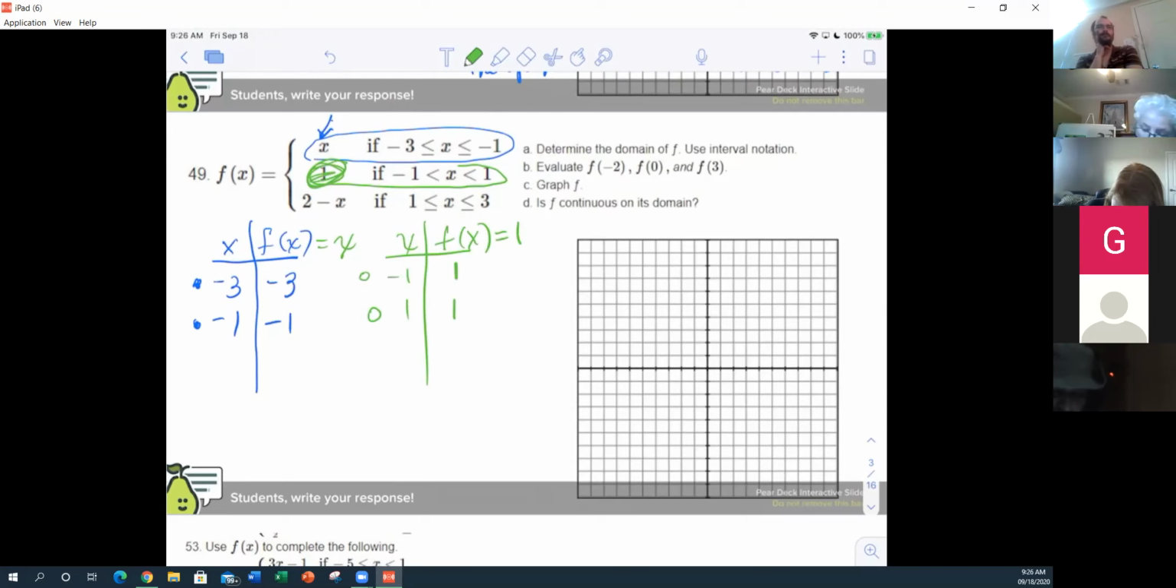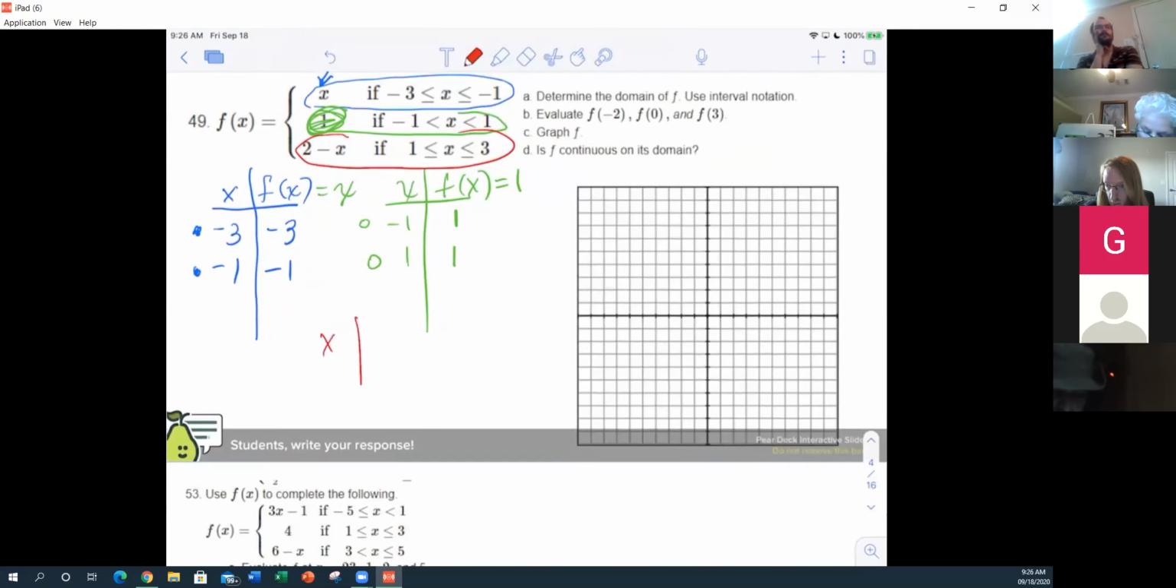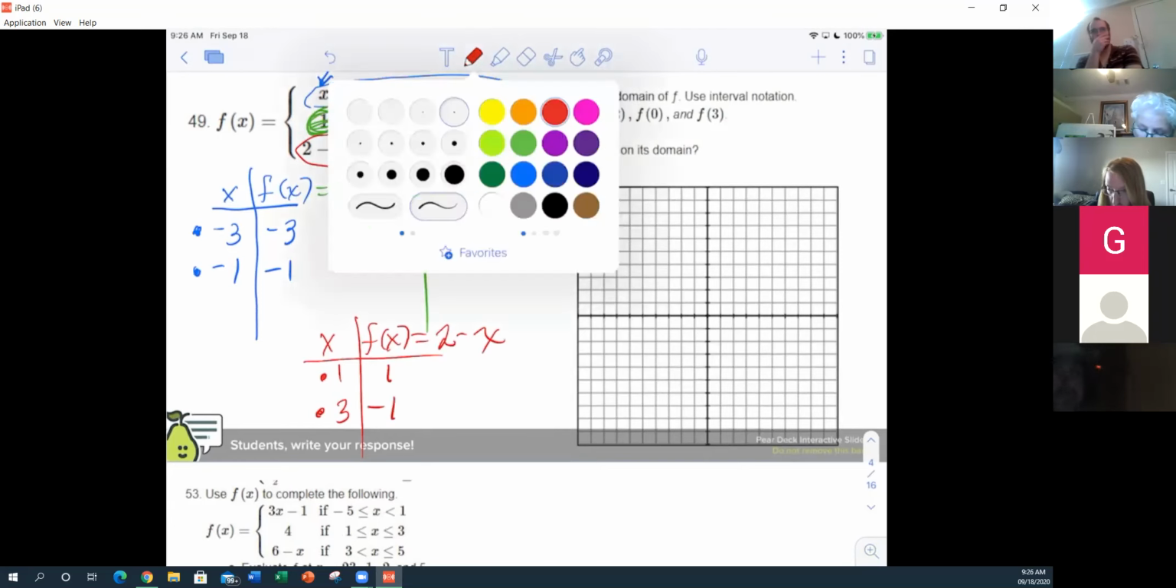All right. Now I'm looking at the third piece. What numbers am I going to use? 1 and 3. 1 and 3, and what kind of dots? Closed. And then 2 minus 1 would be 1, and 2 minus 3 would be -1. Okay, so now I'm going to graph these things.